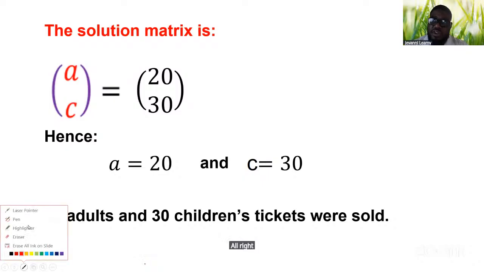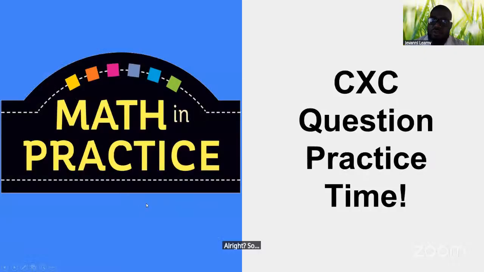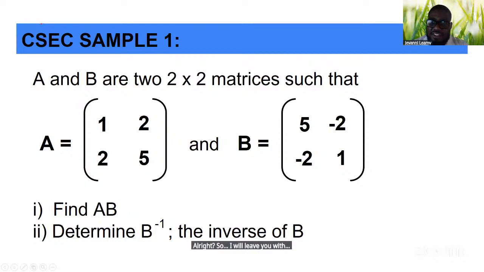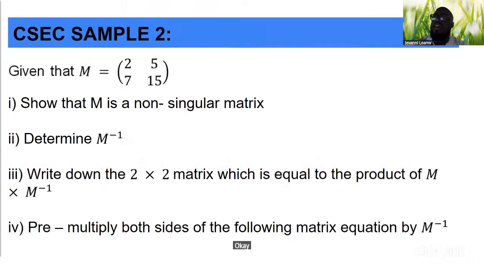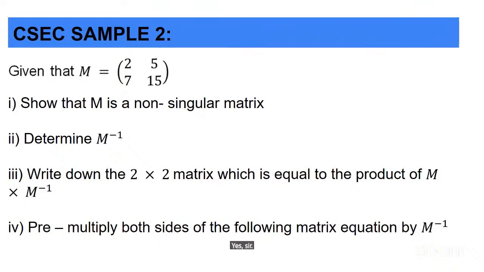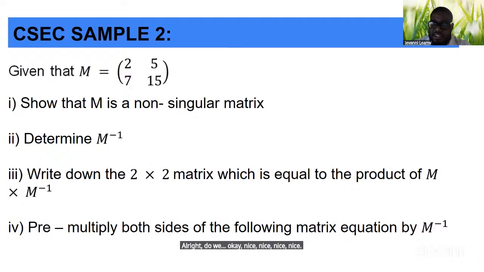All right? So I will leave you with a question, not this question. Give it a second. Let me just find which question I want to give you all. Okay, this one. I want to leave you all with this question. You can take the screenshot. Do we all have it? Yes, sir. Okay, nice. So that is that question.